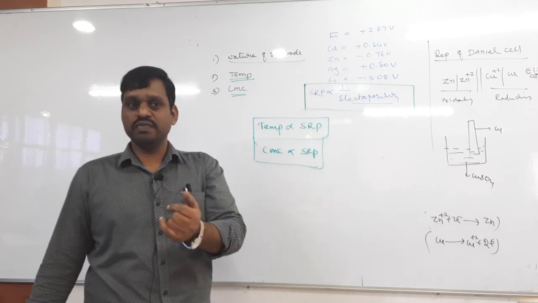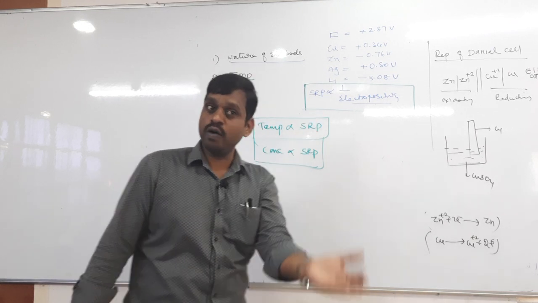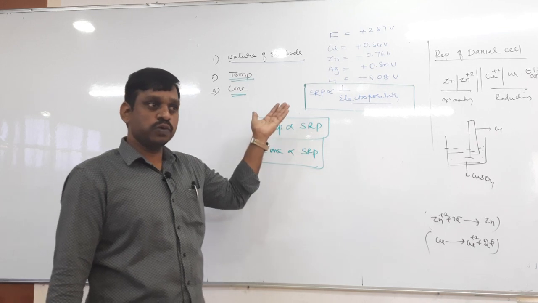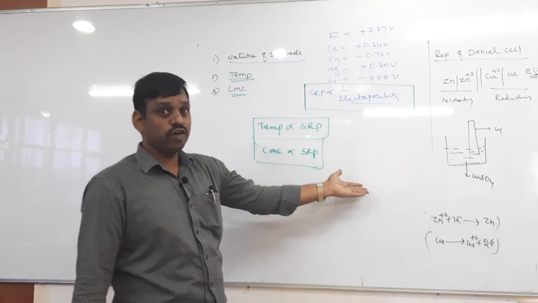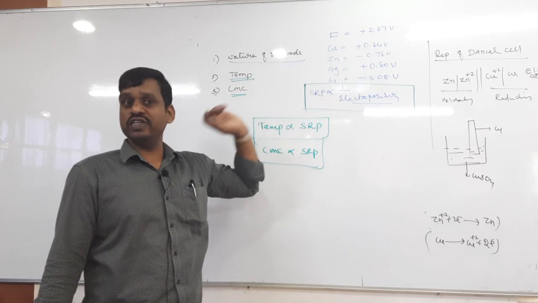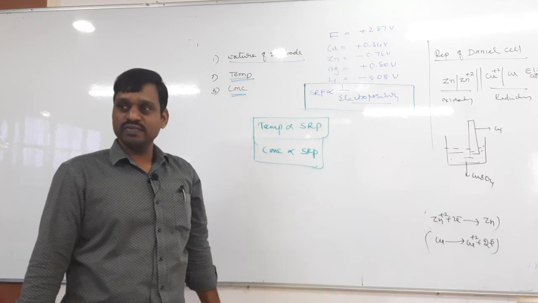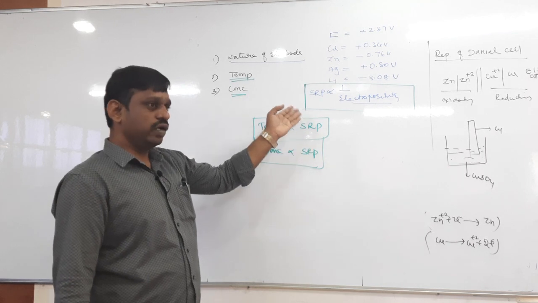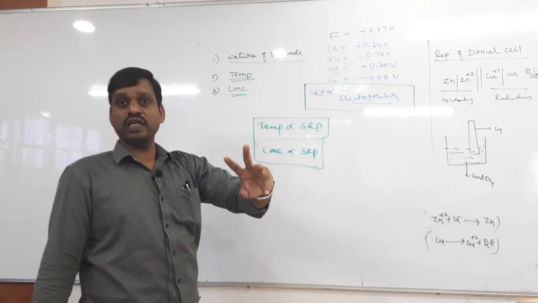Very good, cesium. Cesium has the highest electropositivity. So cesium is supposed to have the lowest SRP value, but the SRP value of lithium is the lowest because it depends on hydration energy. The hydration energy of lithium is more compared to cesium. That's what SRP value depends on, many other factors, particularly hydration energy and ionization energy.